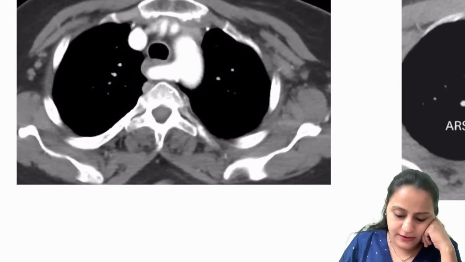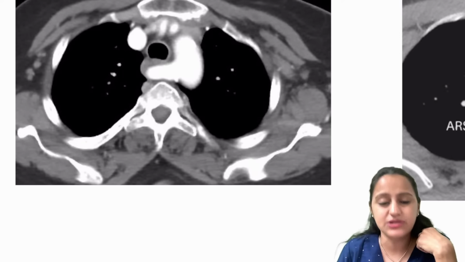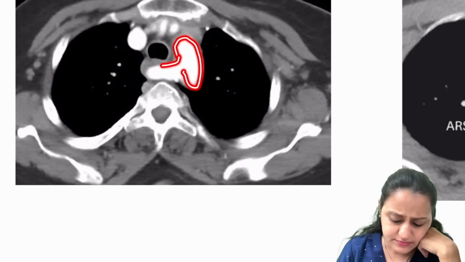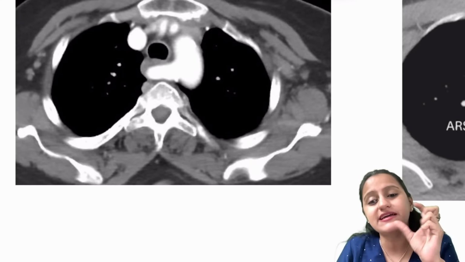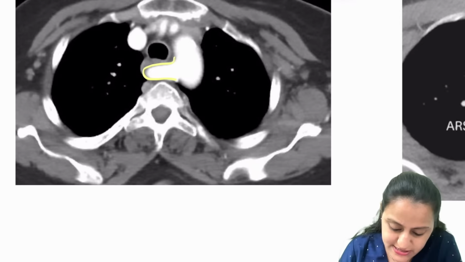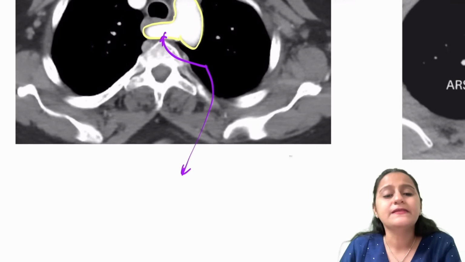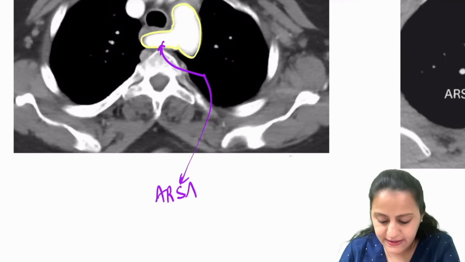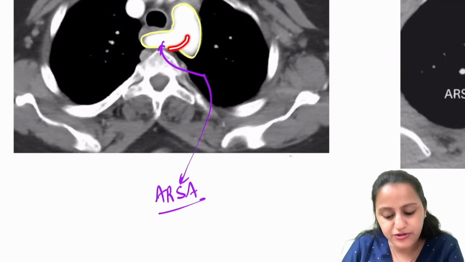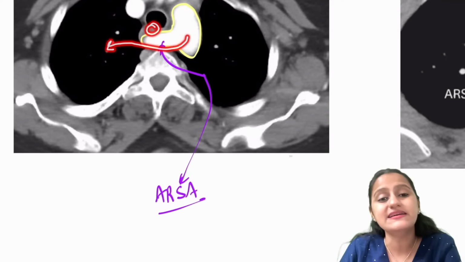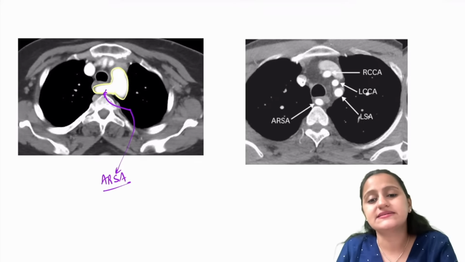Okay. One of the INI-CET exam question. This is the arch of aorta that you are seeing here to the left of the trachea. And it is giving a branch which is going in front of the vertebra. Normally, you do not see any branch from the arch of aorta like this. So what is this branch coming from the arch of aorta going in front of the vertebra? What is this one? This is called as ARSA, aberrant right subclavian artery. Right? It comes from the arch of aorta, goes in front of the vertebra behind the esophagus, and it goes to the right side. Okay, so that is aberrant right subclavian artery.